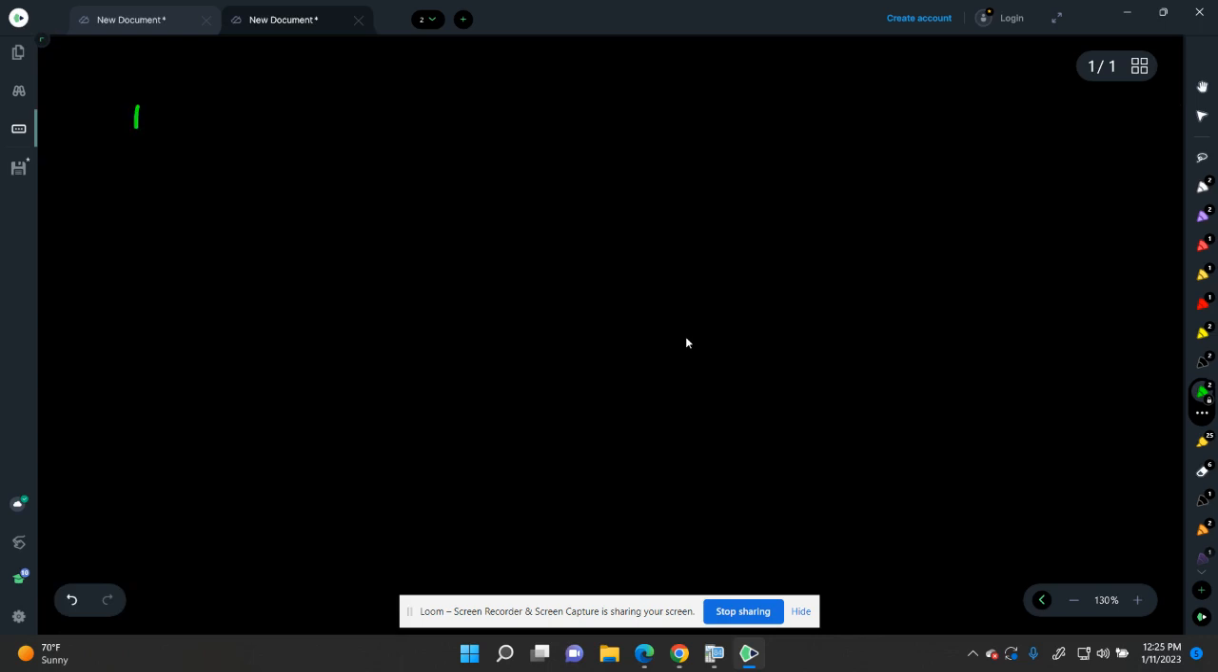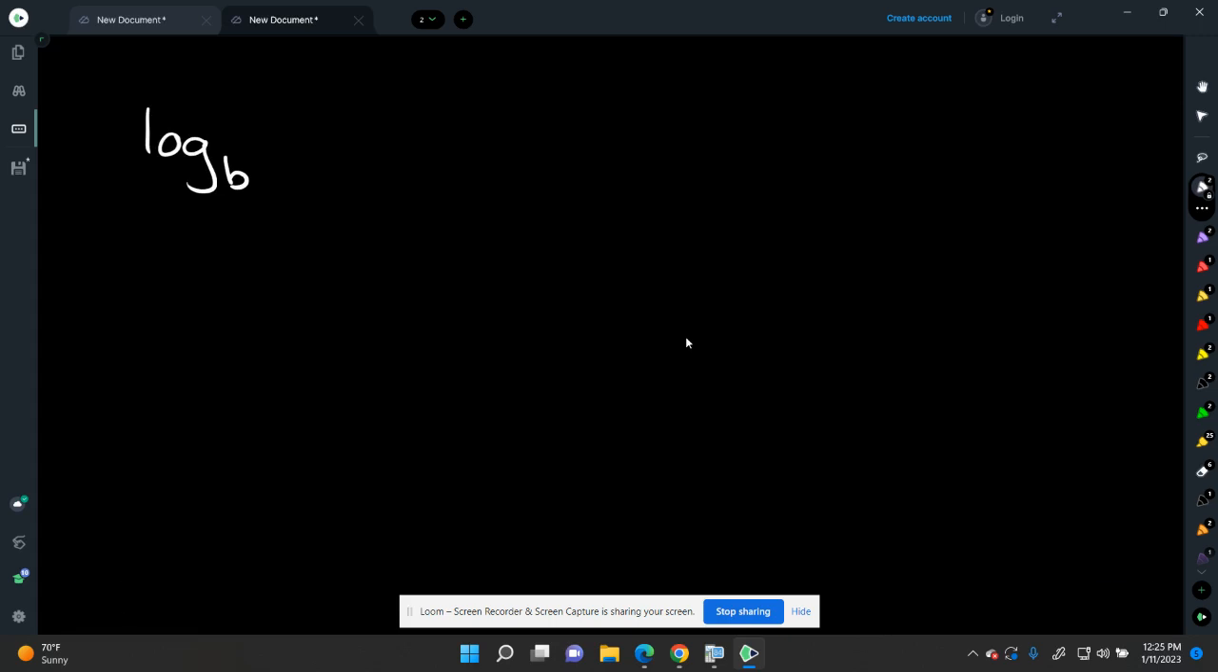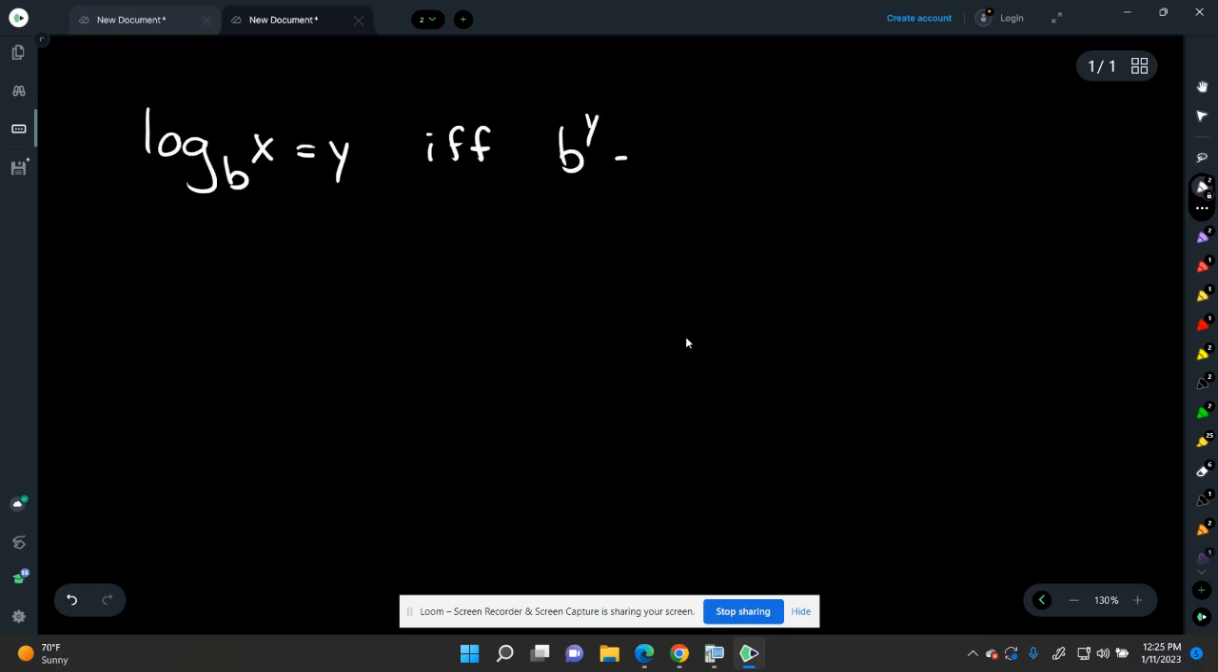It says that log base b, now did I use y or x here? Log base b of x or y? X. Log base b of x equals y if and only if b to the y equals x, right? So we have that. That's our definition of the logarithm.